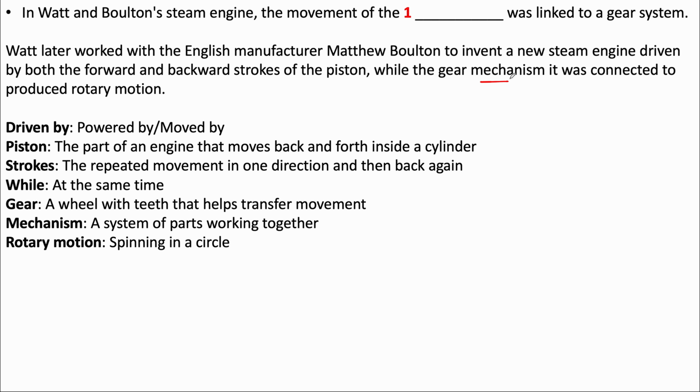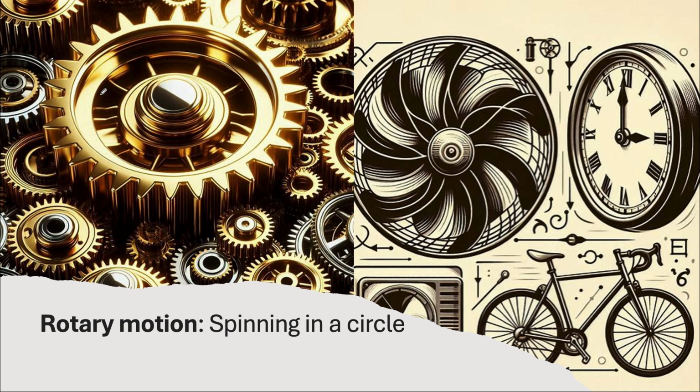So, at the same time as the piston was moving back and forth, the gear was moving in rotary motion. Rotary motion means spinning in a circle. We see this kind of motion in many everyday things. For example, the blades of a fan spin in rotary motion, the hands of a clock move in a circular path, and the wheels of a bicycle or car also rotate in this way.